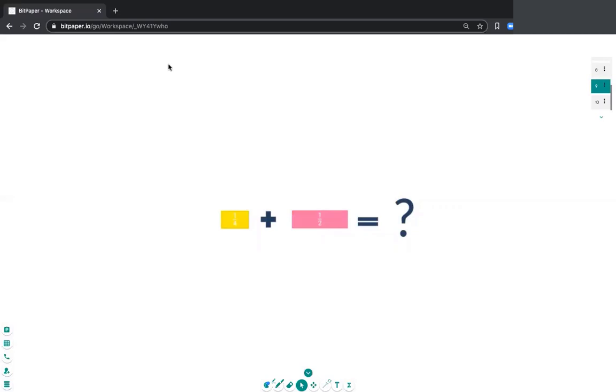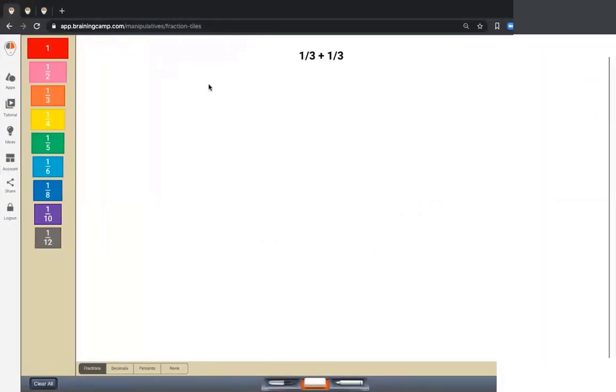Let's look at some examples on an app called Braining Camp. So right here I have 1/3 plus 1/3. My denominator in each fraction is a third, so they do share a name. 1/3 plus 1/3 equals 2/3. I have 2 out of 3 total parts. Its name is 2/3.